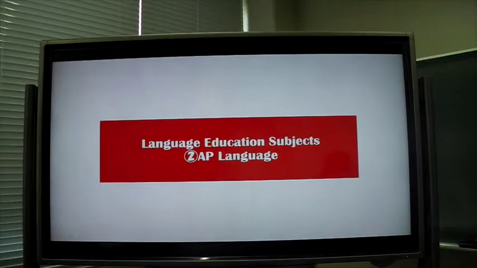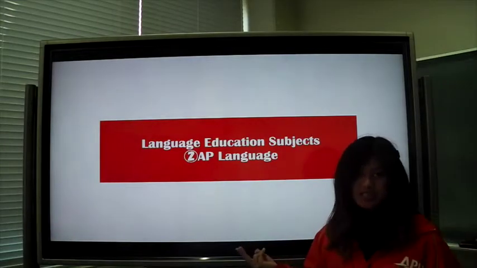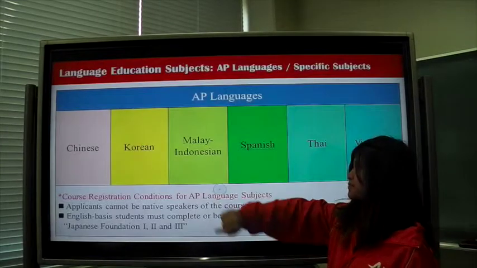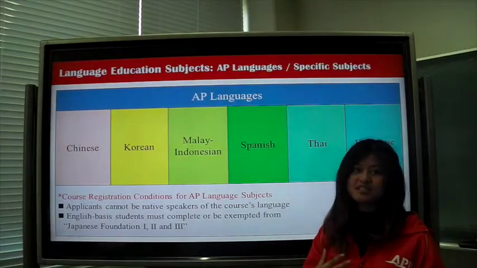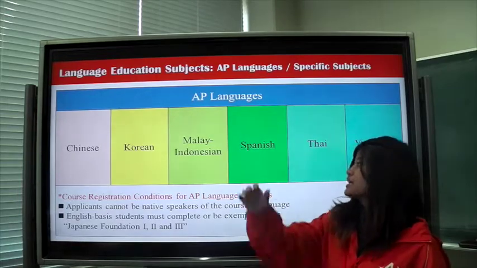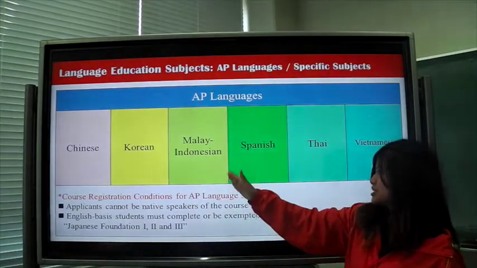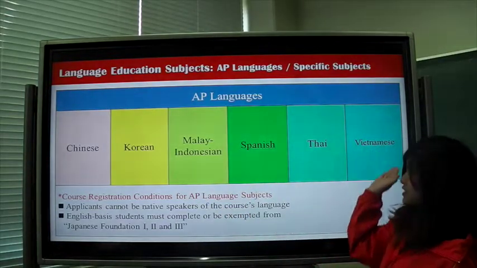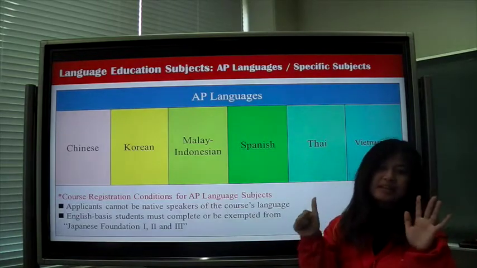Number 2, it will be the AP languages that will be provided in APU. So AP languages means the Asia Pacific languages. It consists of Chinese, Korean, Malay-Indonesian, Spanish, Thai, and Vietnamese. So you have 6 AP languages.